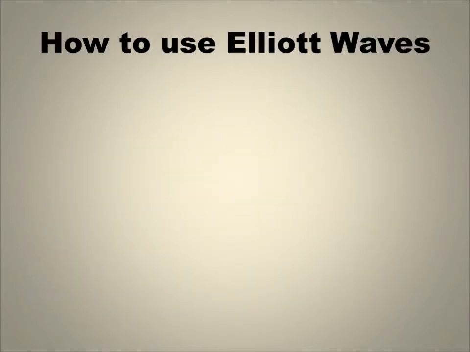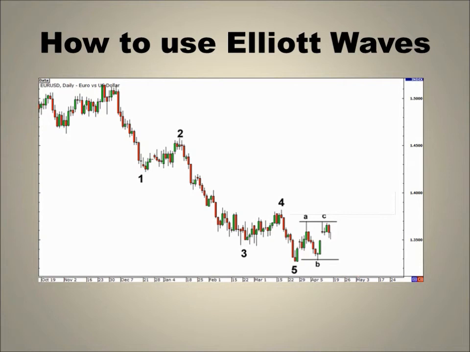Okay, so let's talk about how to use Elliott waves. Here we have a 5-wave pattern, and then after that 5th wave, the market seems to flatten out some. And here we have what appears to be a rectangular formation at the end of a downtrend. So what's going to happen?